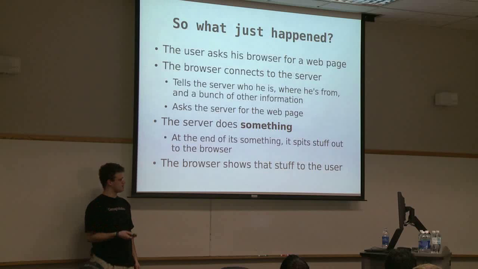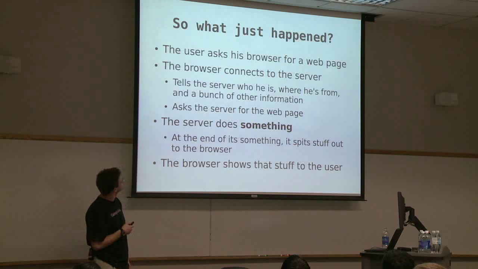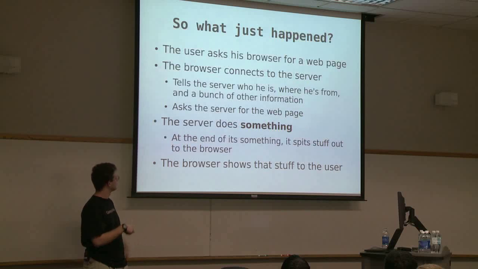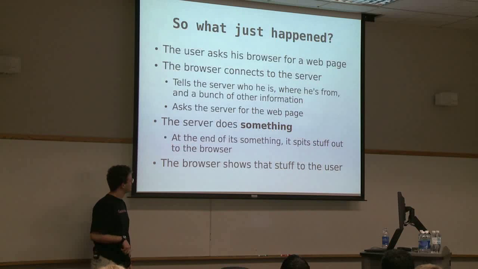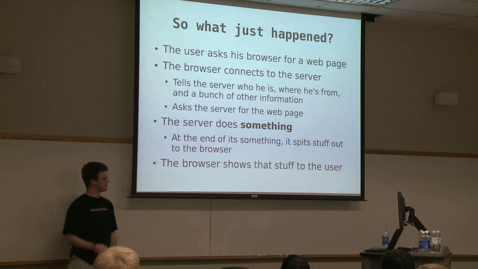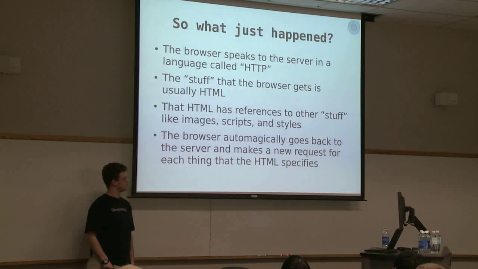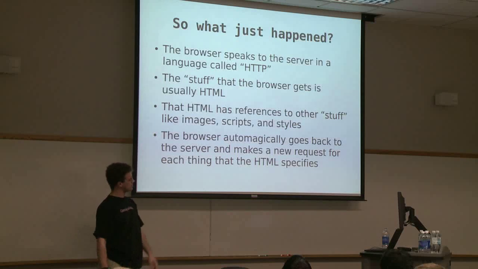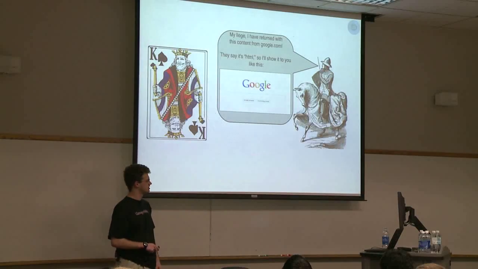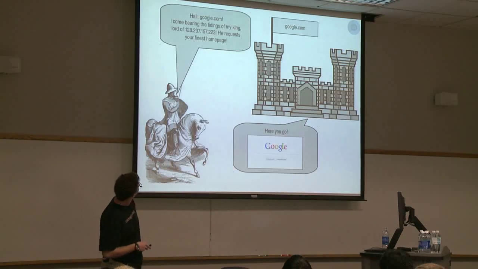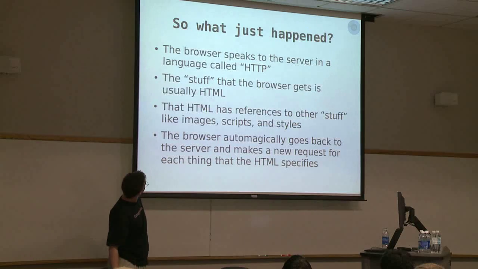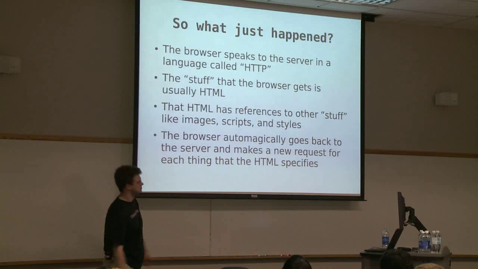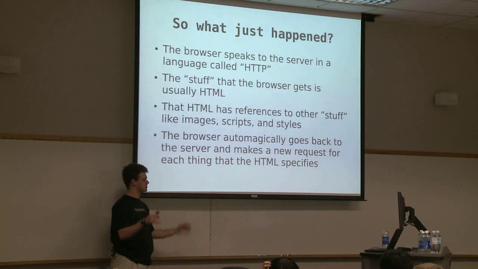And then what will happen is, once the server knows who we are and what we want, it does something. And then at the end of the something, it spits some stuff out, and it tells the browser what kind of stuff it is, and the browser will show that stuff to me. So stuff. What kind of stuff? The browser and the server are talking in a language called HTTP, which obviously goes something like this. HTTP stands for Hypertext Transfer Protocol, which you will never, ever need to know.